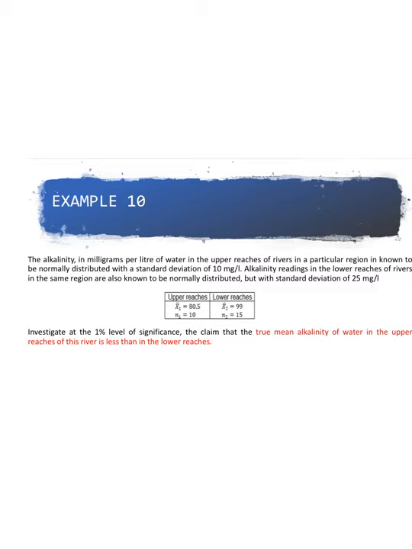If we look at the first sentence, what has it given us? It gives us the population standard deviations. For the upper reaches, the standard deviation equals 10. For the lower reaches, the standard deviation equals 25. So that is why this shows this is the first case. We know the population standard deviation or population variance. In the table it just gives you the sample size for each population, for the upper reaches and lower reaches. Let's look at the solution.